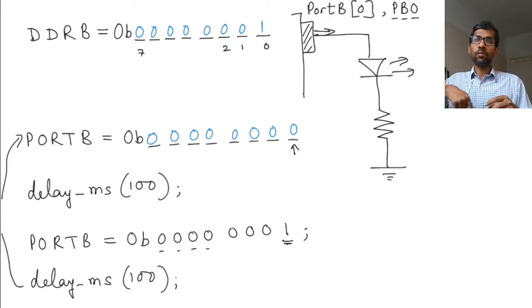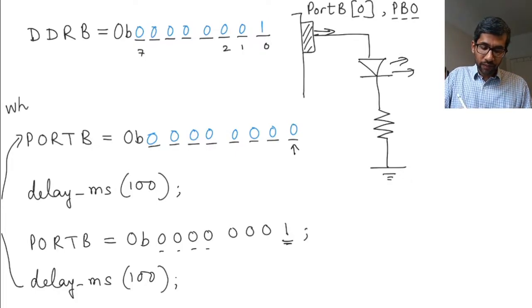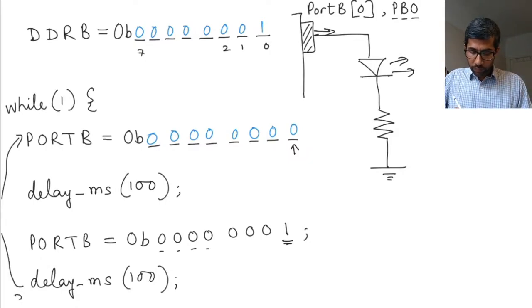And of course, you can execute this code in various ways. We'll talk about that. One of the ways could be to put all this in a loop called while(1), so that this entire program runs over and over and over again.